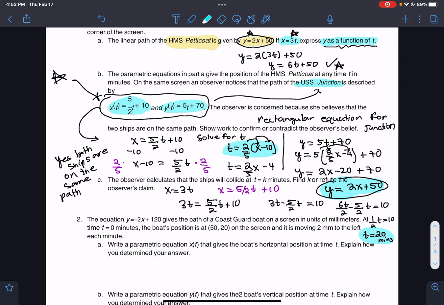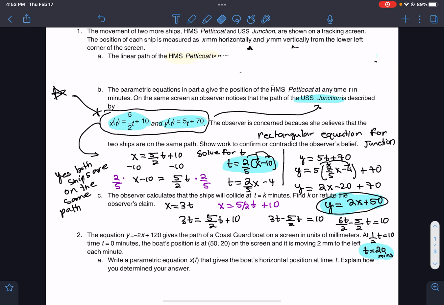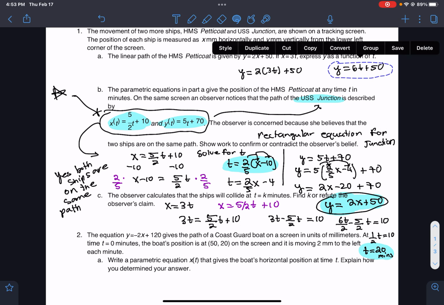So that is devastating. So how can we know if this is true? Well, in 20 minutes, we can substitute this in and see if we get the same values for both of these. So I'm just going to erase all this for a moment. Sorry. This is y equals 6t plus 50. I'm going to move it over here for a second, okay?